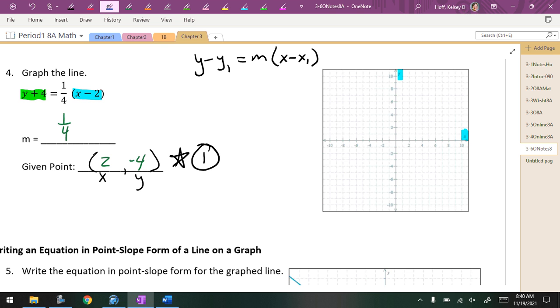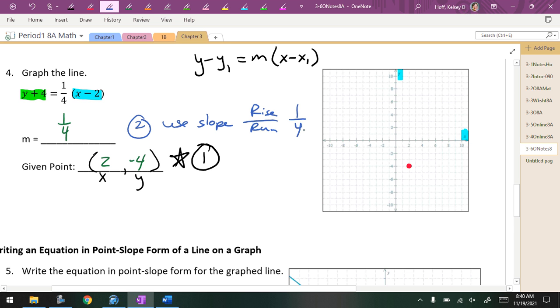Now, with your point, how do you slope off that? Okay, so you should end up with a point here, yes? Did everybody put their point there? That's where it should be. Now we need to use our slope. Slope is rise over run.